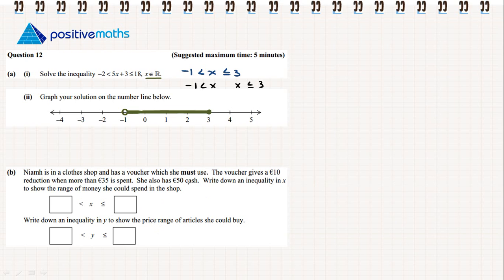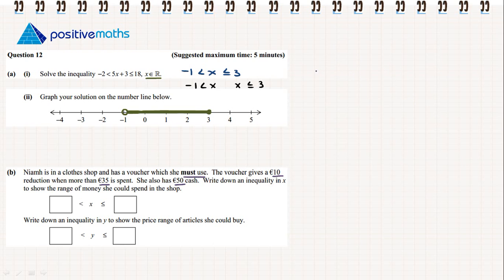Neve is in a clothes shop and has a voucher which she must use. The voucher gives €10 reduction when more than €35 is spent. She also has €50 in cash. Write down an inequality in x to show the range of money she could spend in the shop.